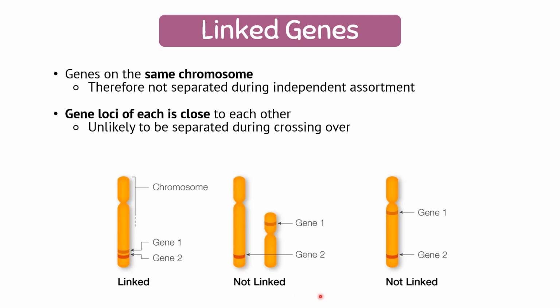Not linked genes or non-linked genes are what we've been doing dihybrid crosses on. So 2 genes on 2 chromosomes, 2 traits that can be inherited separately, and what the possible combinations are. Again, if we have 2 genes on the same chromosome but they're really far apart, crossing over is likely to happen in between there, and we call them not linked as well. So to recap, a linked gene is on the same chromosome and is really close together, as you can see here. If they're on separate chromosomes or very far apart on a chromosome, we call them not linked.